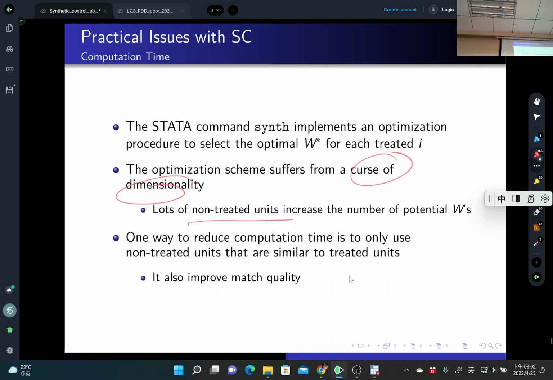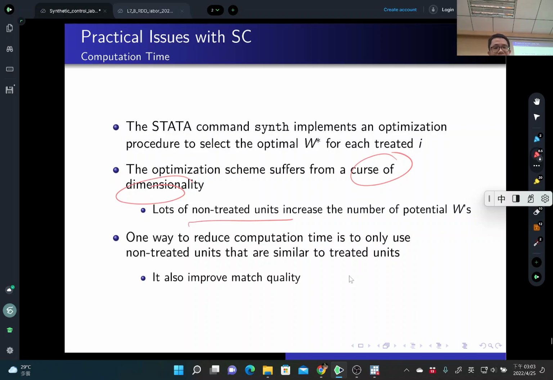If you have typical micro individual-level data, maybe you have 10,000 individuals and just one unit gets treatment, you might need to find a set of weights for each of these 10,000 individuals. And when you calculate, it takes a lot of time.